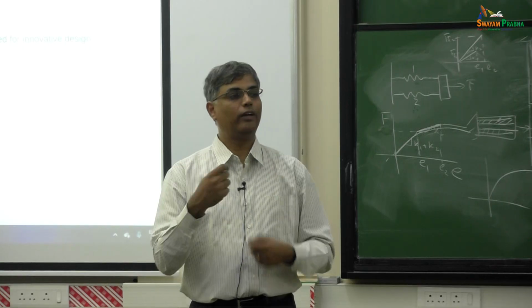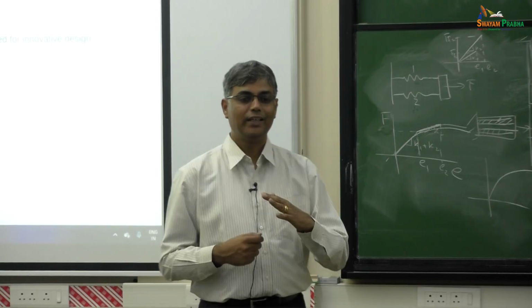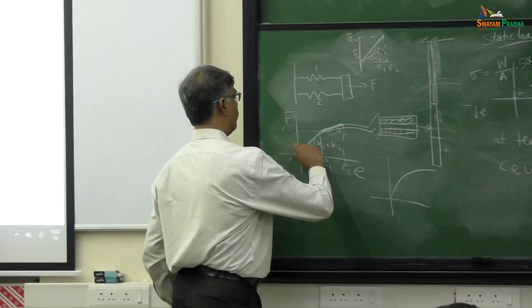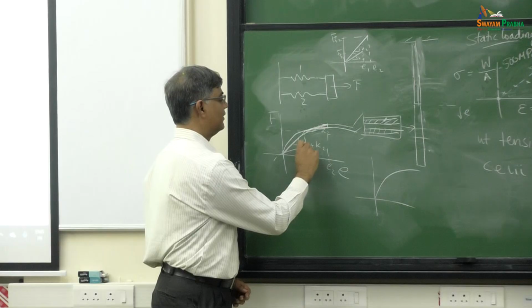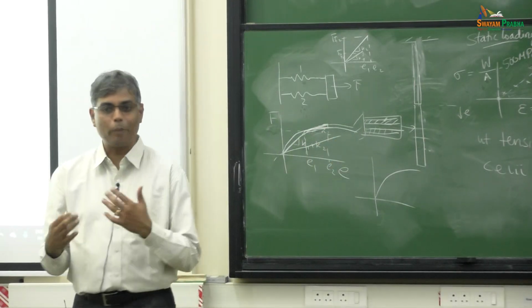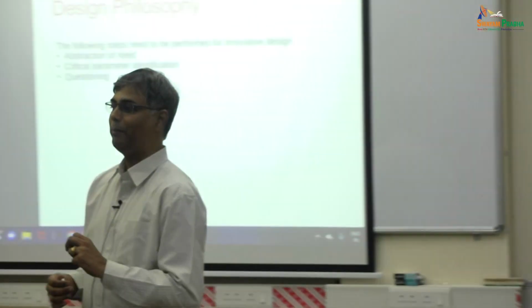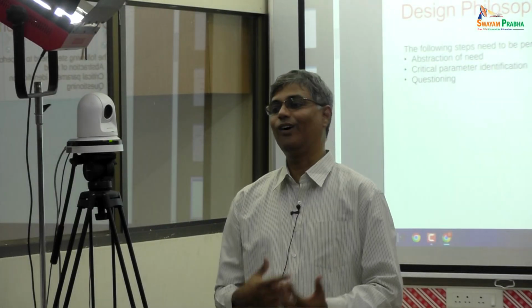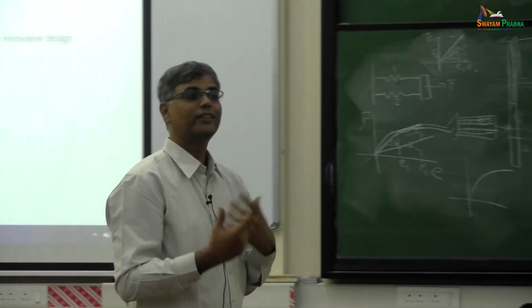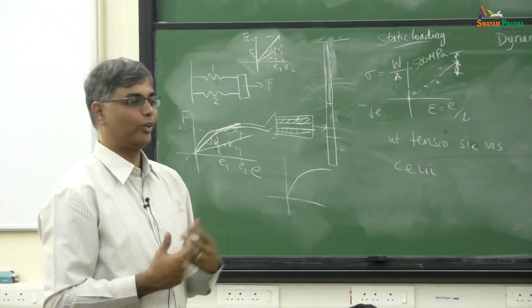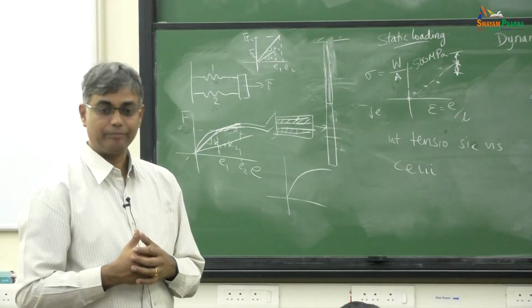Okay, so I find K1, K2 combinations. In one case, I'll go like this and it'll go like that. In another case, it'll go like this, and so there'll be different combinations of K1 and K2 which will minimize the error. Okay, so these are all things that are called parameter identification. So whenever you come up with a model, the model will have parameters. There's a systematic way by which you have to identify those parameters. Good question.